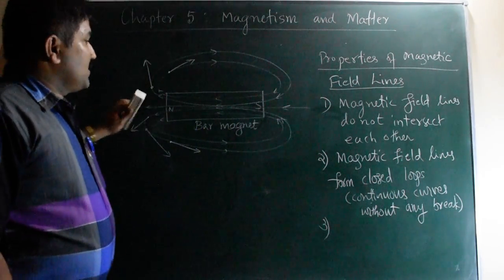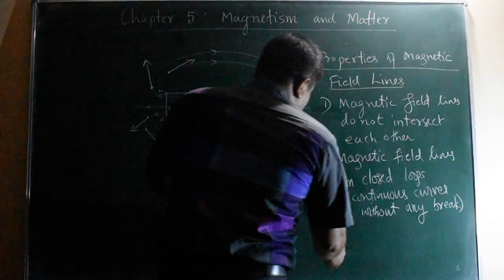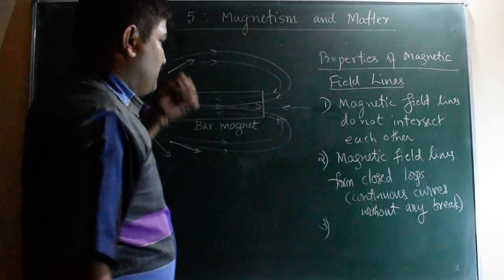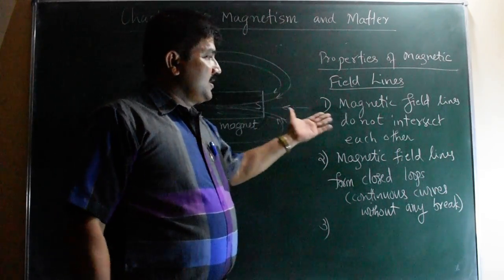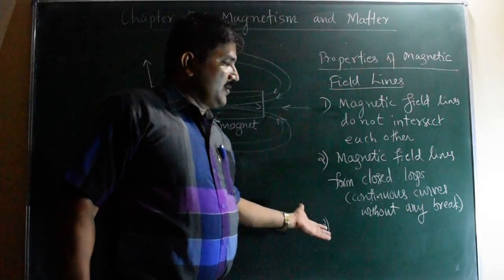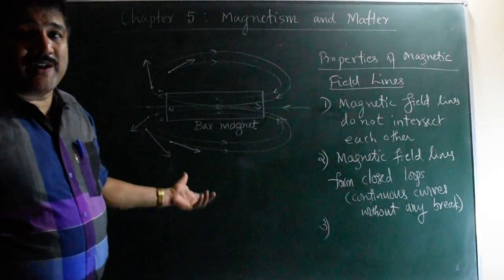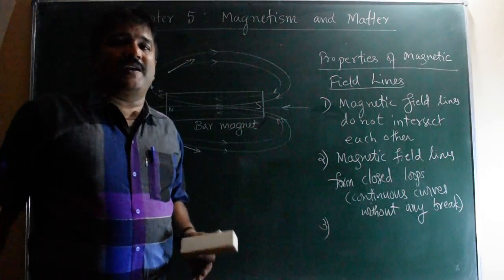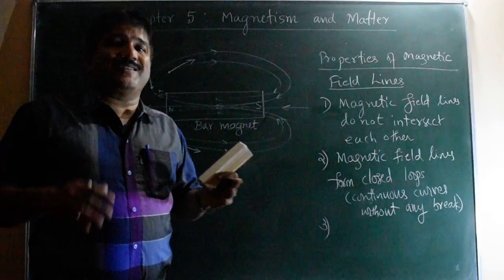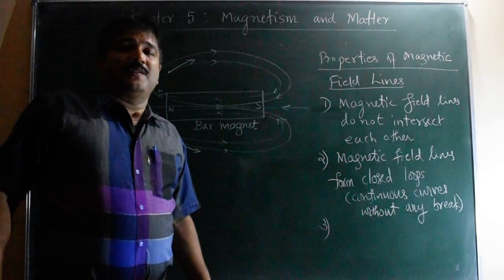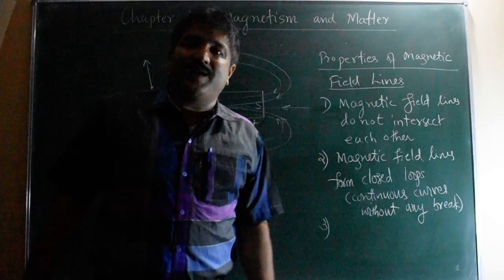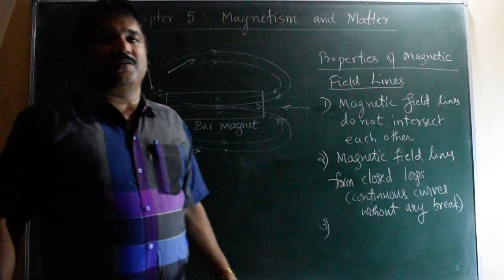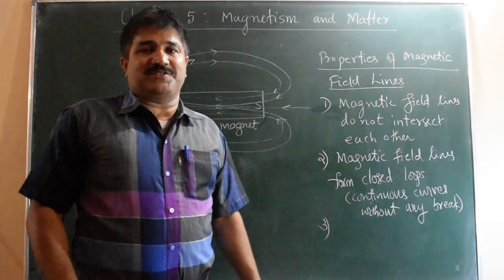Then comes the third point. Fourth point is they are continuous curves without any break. I said there is no crossing. The field lines are crowded whenever the field is high and strong, and if the field lines are represented by parallel lines, then we can say that the field is uniform in that region.